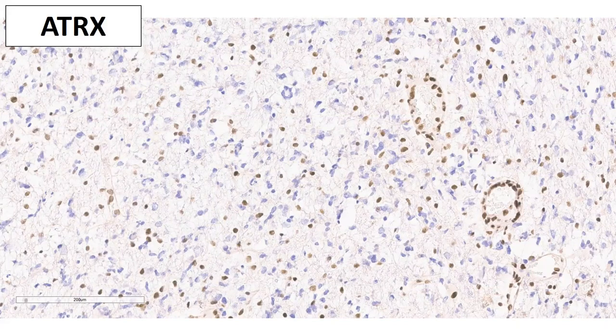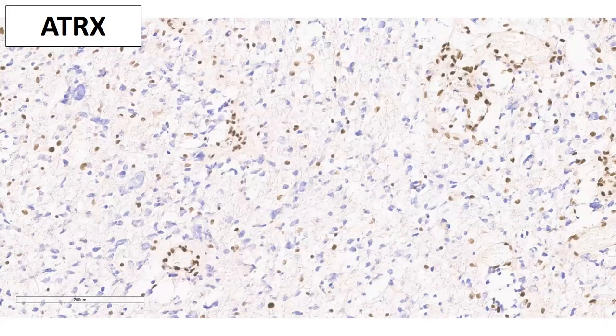You can see retained in the endothelial cells, two or three vessels over to the right, the scattered labeled nuclei. Some of them may be tumor cells. It's not 100% loss typically. Most of those are going to be glia, astrocytes, oligodendrocytes, neurons, microglia. Loss of ATRX, that is the classic triad.